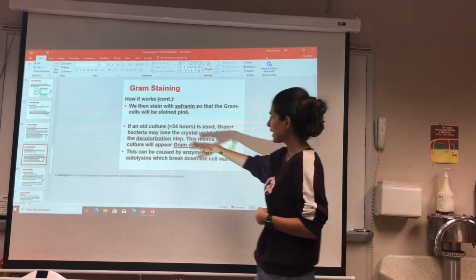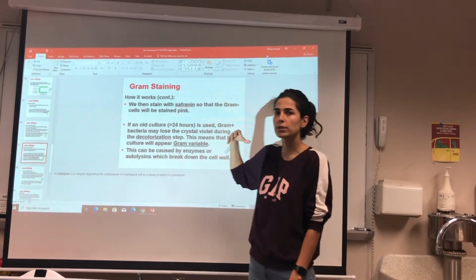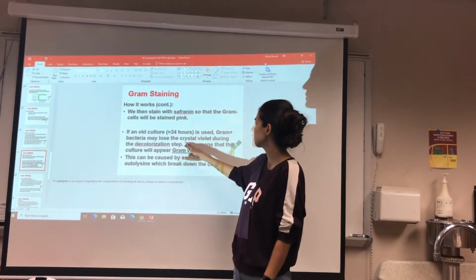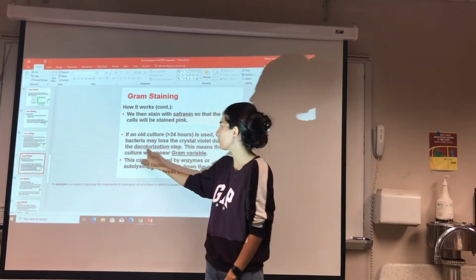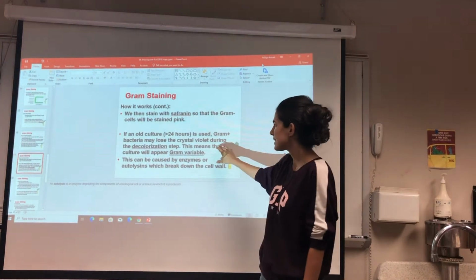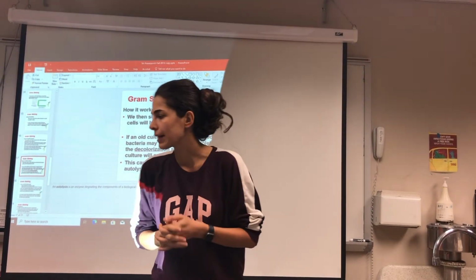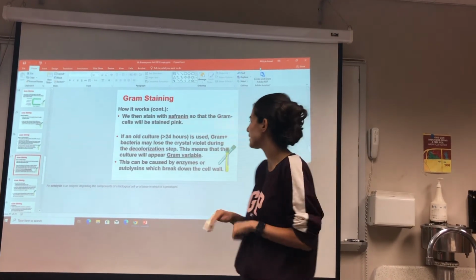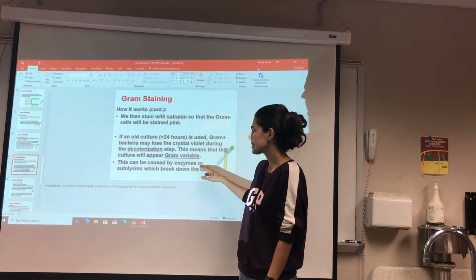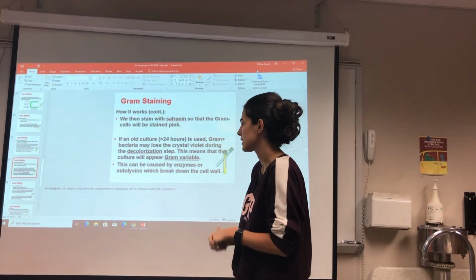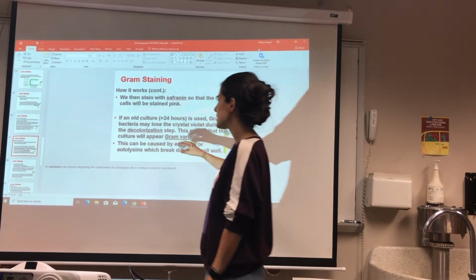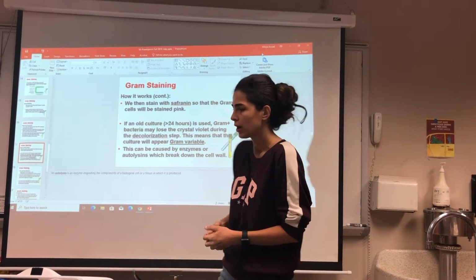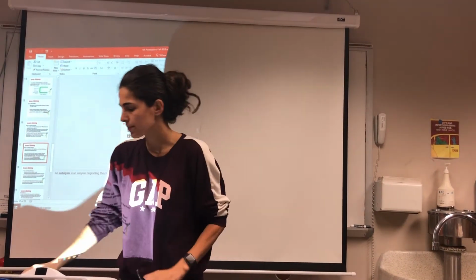If an old culture is used, old culture meaning more than 24 hours, the gram-positive bacteria lose the crystal violet during the decolorization step. And this means the culture will appear gram variable. But our culture is not more than 24 hours, so don't worry about it. This can be caused by enzymes or autolysin, which break down the cell walls. So what is the autolysin? This is an enzyme degrading the components of the biological cells or tissue in which it's produced.